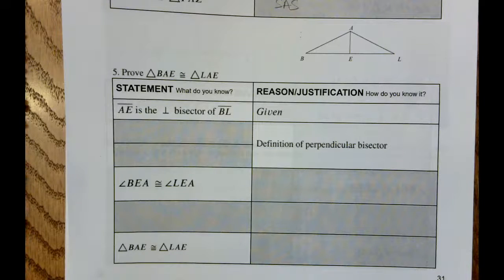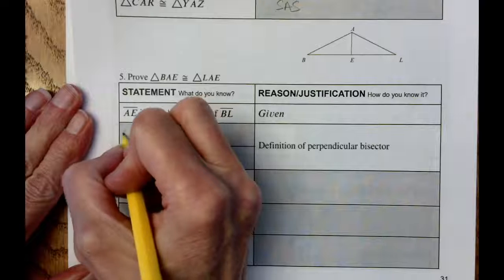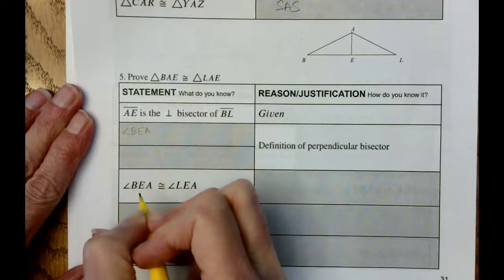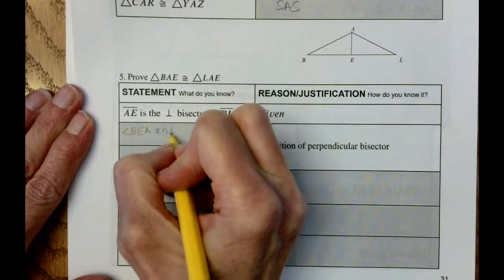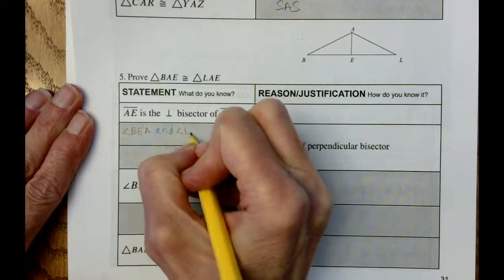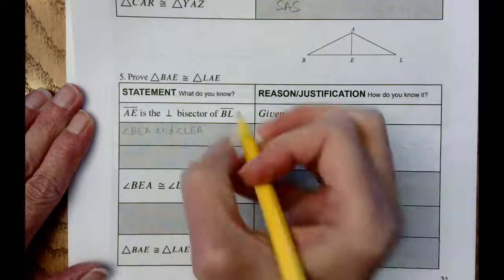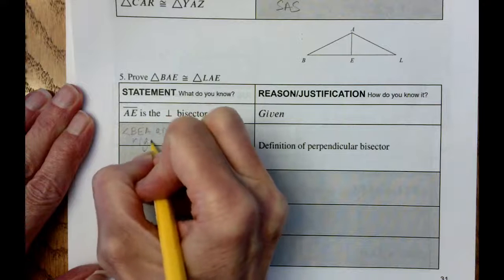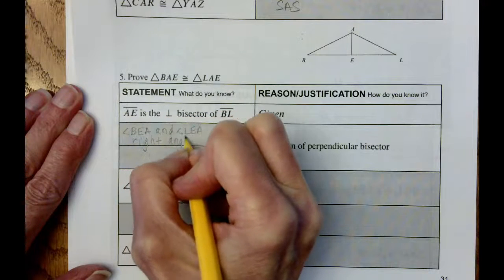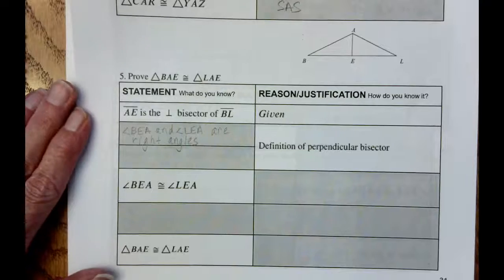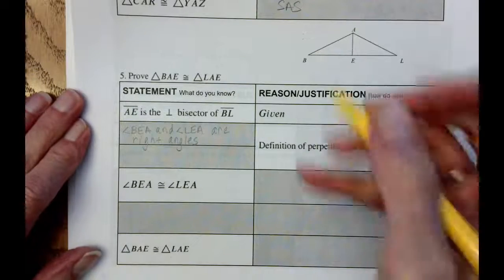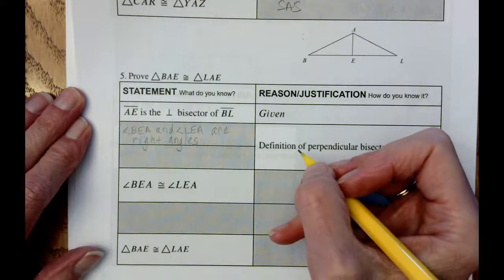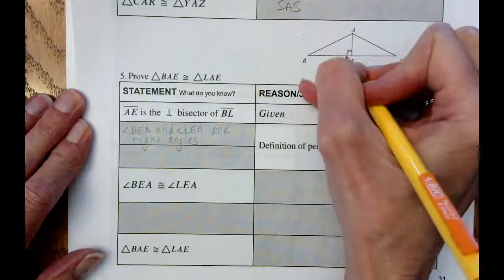And the statements that we can make here are that angle BEA and angle LEA, they are right angles. And that's the definition of perpendicular bisector, and let's mark those symbols in there for the right angle part.